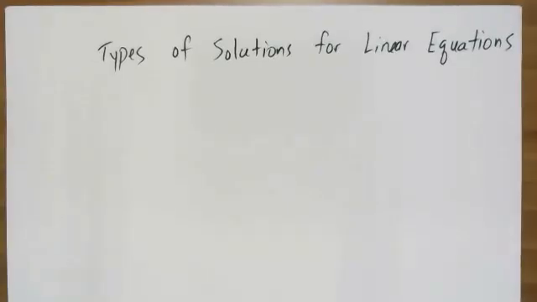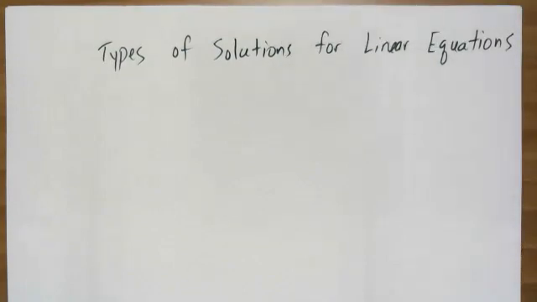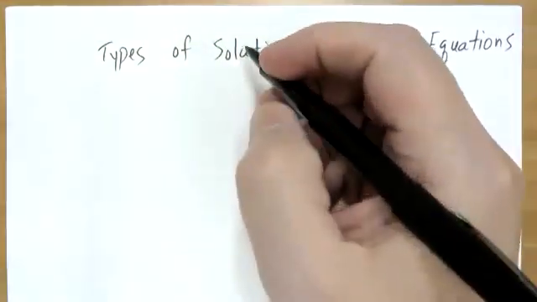I want to take just a few minutes and talk about what can happen when you are trying to solve a linear equation. So I've titled this Types of Solutions for Linear Equations. And actually, there are three possible types of solutions to a linear equation.